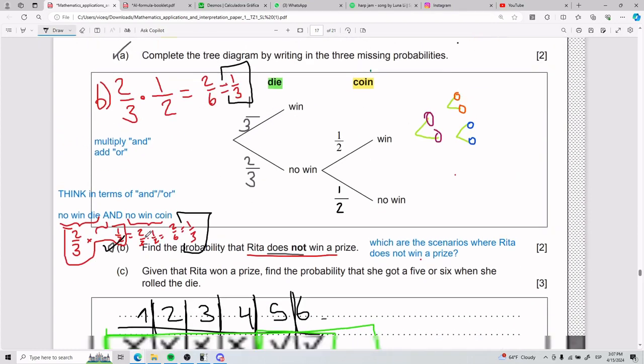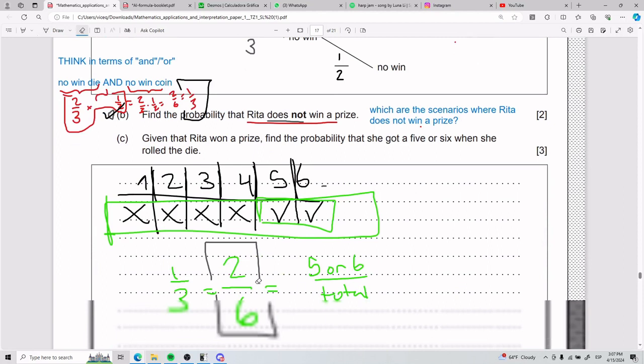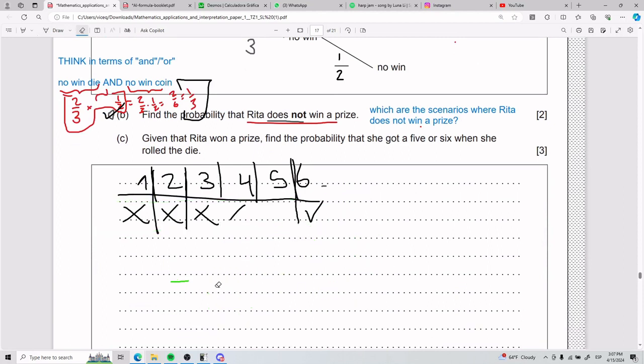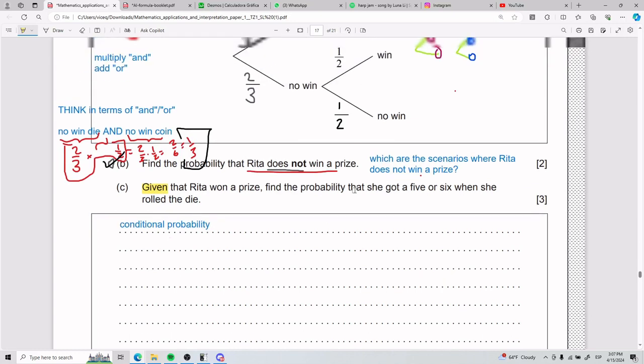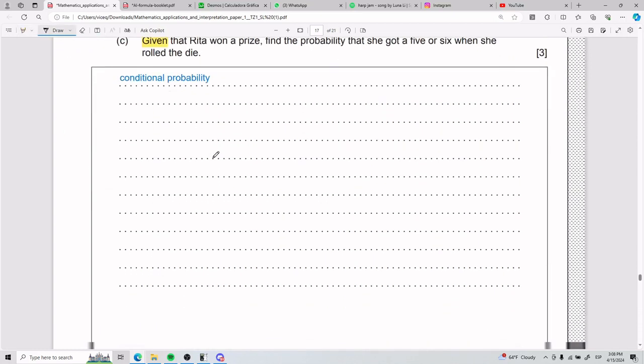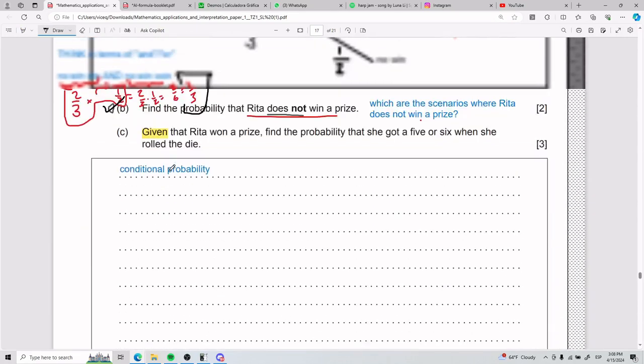Same idea. Then for part C, it's a little bit more weird because there's a buzzword, given. And so given is an important buzzword that needs to immediately tell us that we are thinking of conditional probability. Okay? And so given that Rita won a prize, find the probability that she got a 5 or 6 when she rolled the die. And so of course this one is way harder. See? And it's very important we understand how to think about given probability. So let me show it super visually for now.